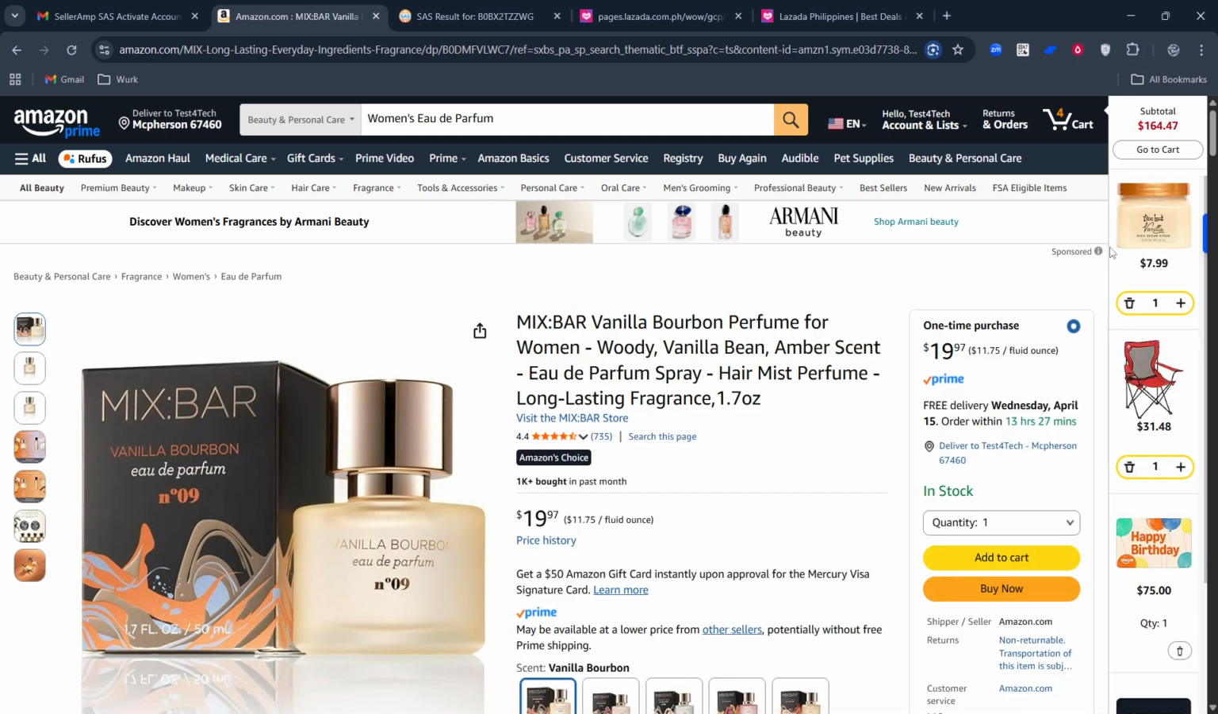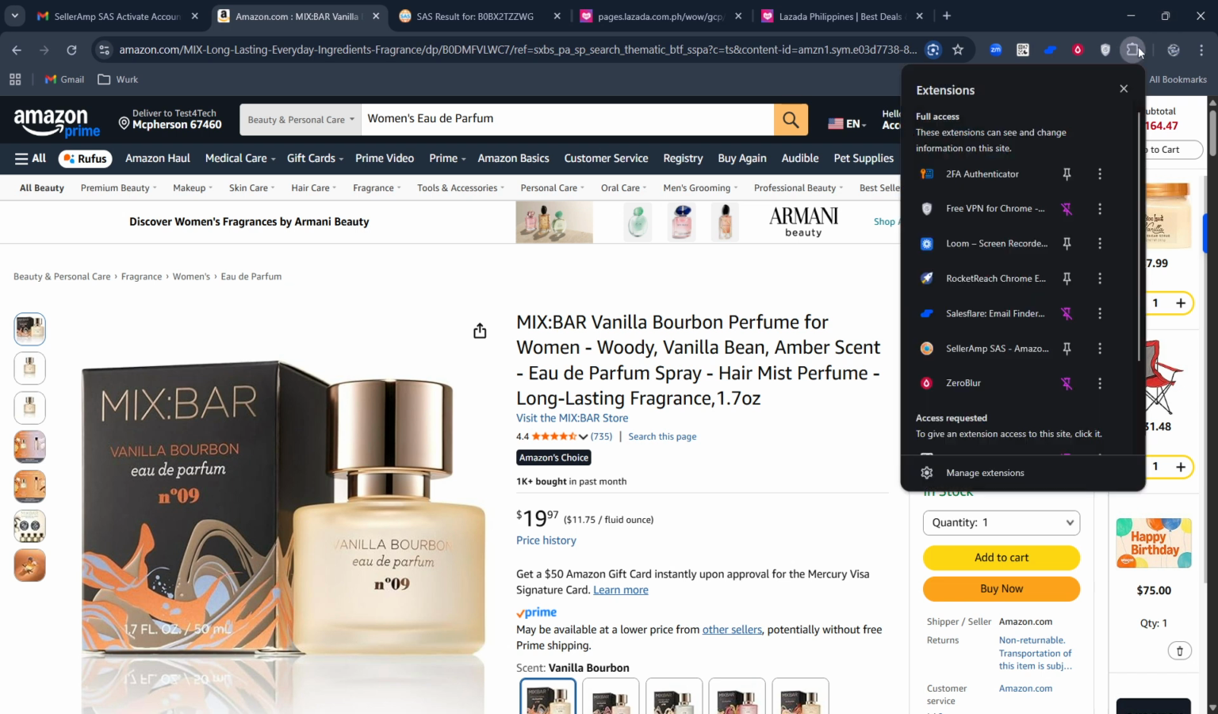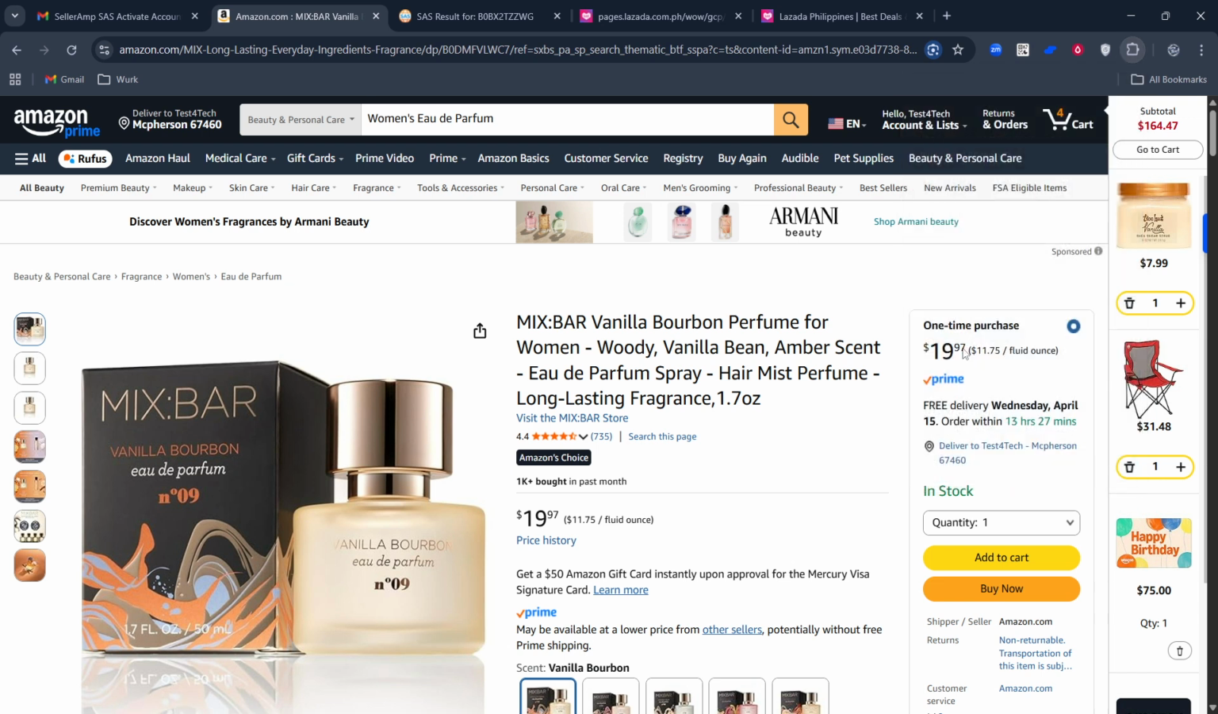Click the Selleramp Chrome extension and give it a moment to load. A panel will appear with all the relevant data. This keeps everything in one place so you don't have to jump between tools.